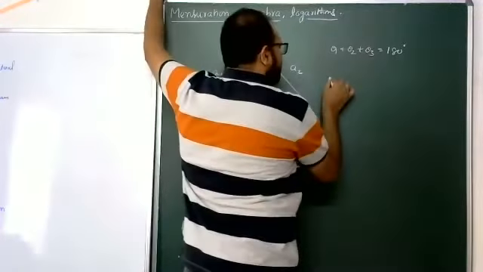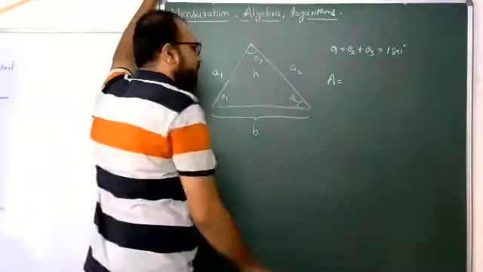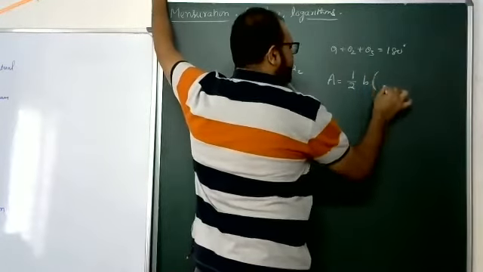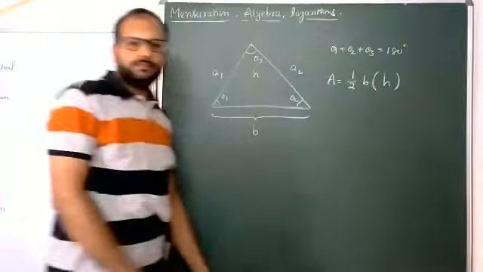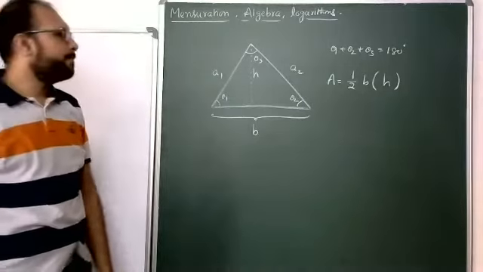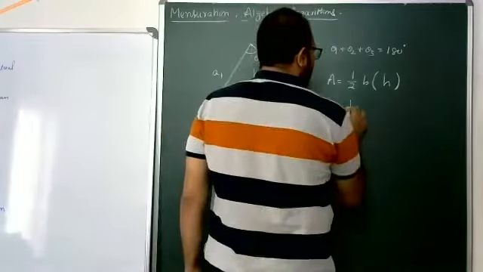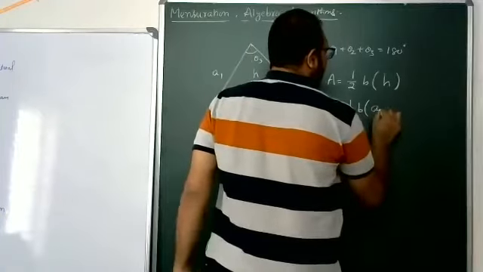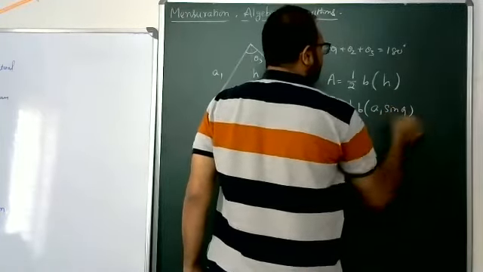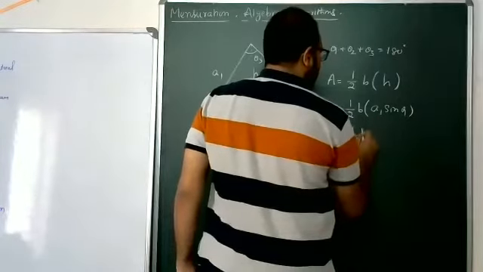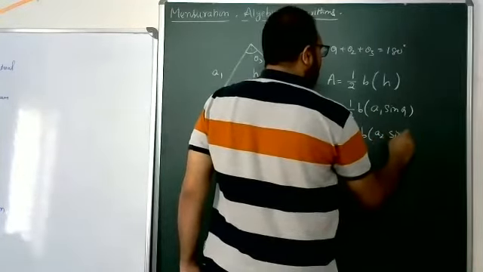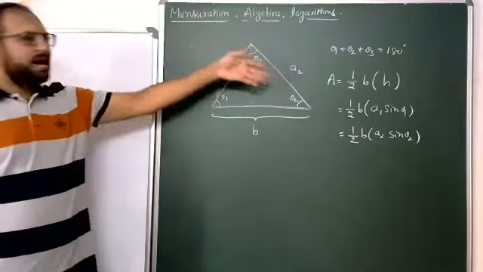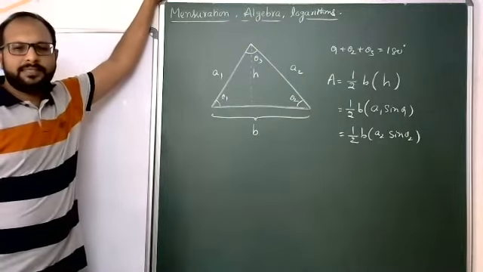And area capital A equal to half into B, that is base length into height H, students. So this is now area, and this can be written as half into B into this H, A1 sin theta 1. Otherwise, half into B into A2 sin theta 2. Yes, students, now area of triangle. Yes, one small revision on that.